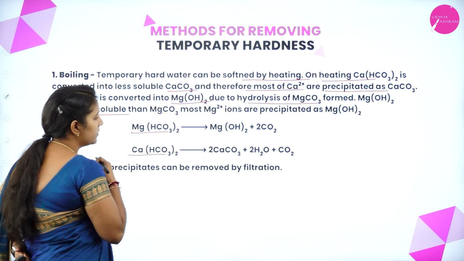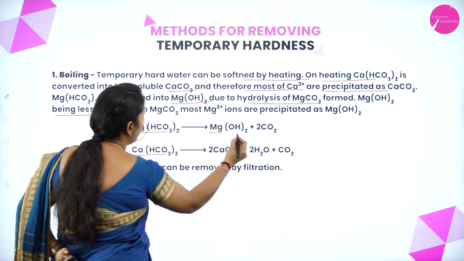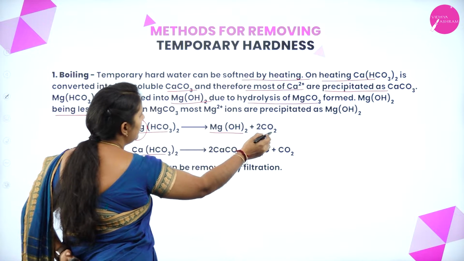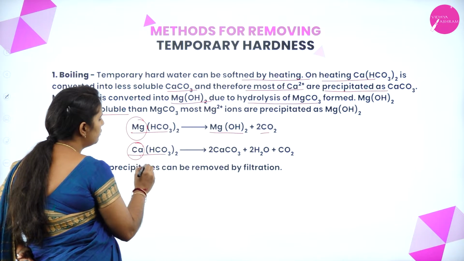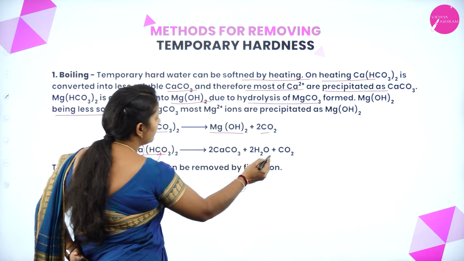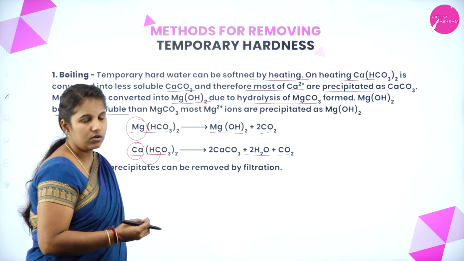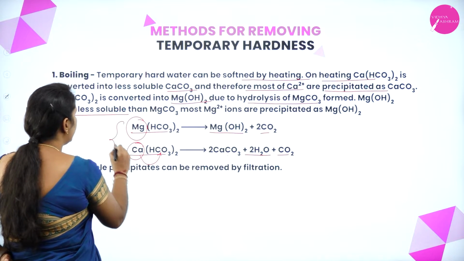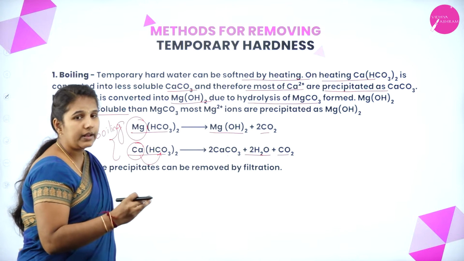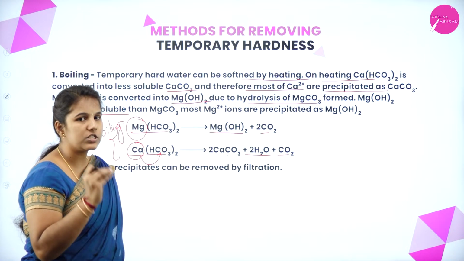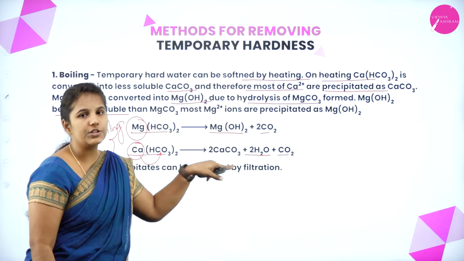So when the reactions are allowed to take place, what does it form? Magnesium bicarbonate forms magnesium hydroxide with the formation of carbon dioxide. Similarly, the calcium carbonate will be formed with the formation of a water molecule, and carbon dioxide will get released. So this is done by heating the water. If you heat or boil the water, the magnesium bicarbonate and calcium bicarbonate present in such water will be converted into magnesium hydroxide and calcium carbonate.